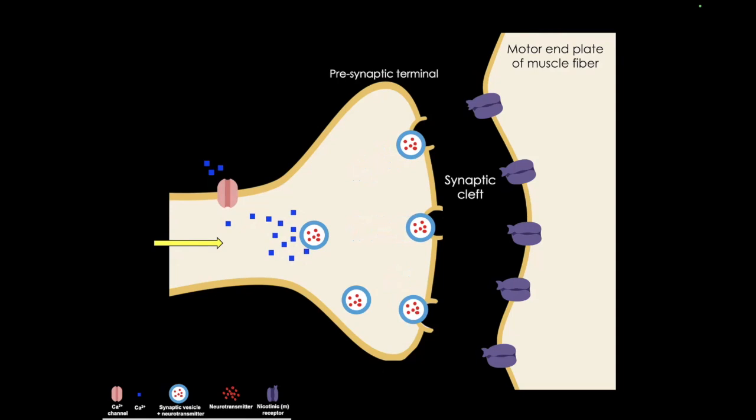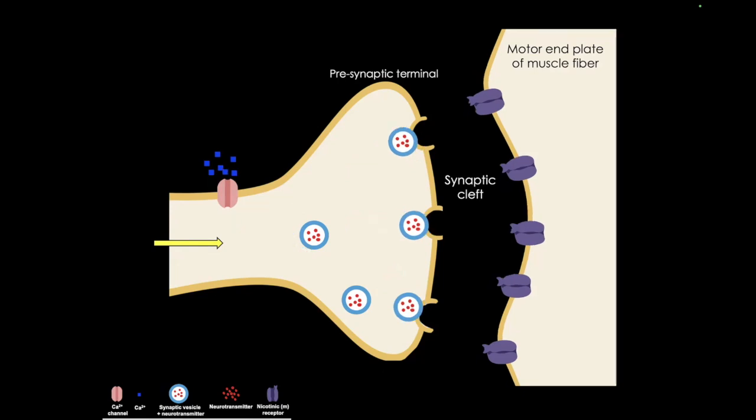So synaptobrevin on the vesicle zippers together with syntaxin and SNAP25, pulling the vesicle membrane into fusion with the terminal membrane and releasing acetylcholine into the synaptic cleft. Now, this is shown in slow motion here, but this happens in microseconds. Acetylcholine is going to diffuse across the cleft rapidly.